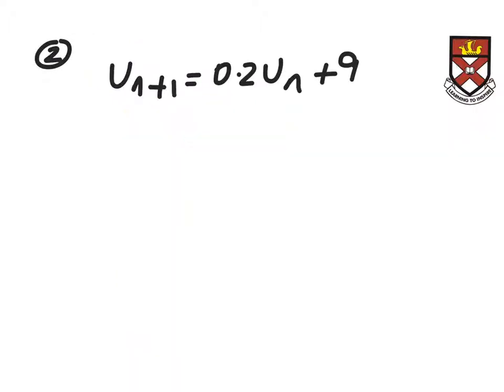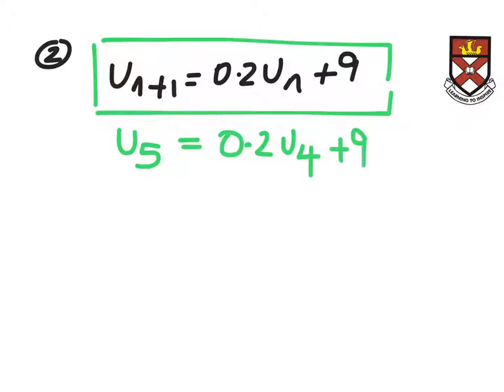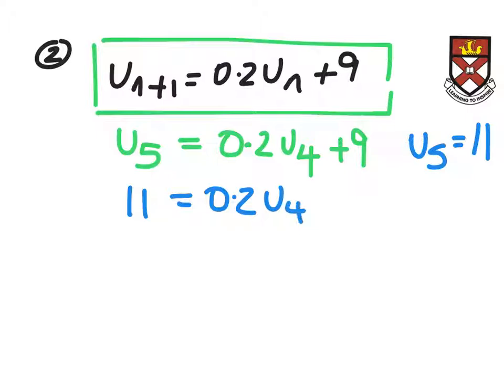For the second question, this one is a recurrence relation working backwards. We know the formula, u(n+1) equals 0.2 un add 9. So if I start with what we know, u5 is 0.2 u4 plus 9. Why am I starting with that? I'm starting with that because we know that u5 is equal to 11. So if I substitute this into the formula, I get 11 is 0.2 u4 plus 9.